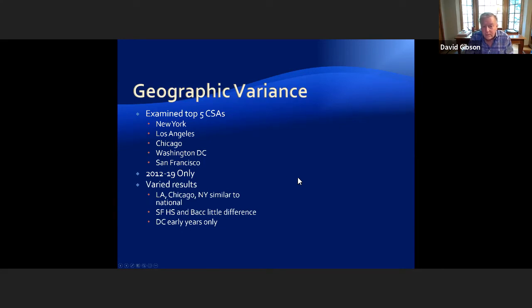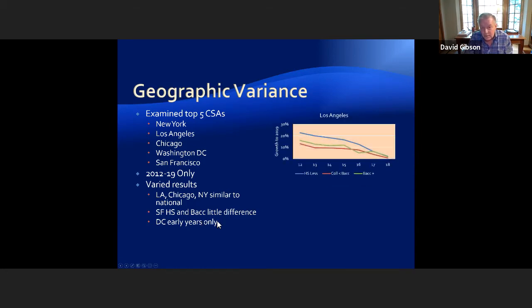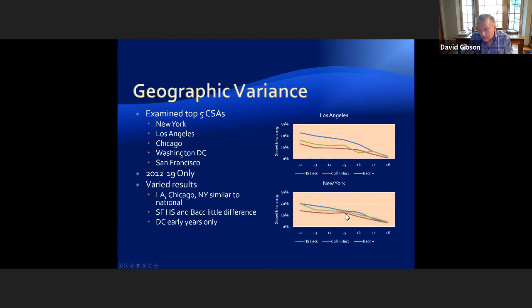There I noted that for Los Angeles, Chicago, and New York, the observations were very similar to what I saw for the population as a whole. For San Francisco, I found that they're similar, but with the exception that high school and baccalaureate have very little divergence. It's just the lower levels that have the lower levels of growth. And for DC, there's really very little differences except in the early recession years. So Los Angeles being the most like what we saw for the population as a whole, looks very similar to the slides we saw before. New York being also similar, but the least, getting closer to a convergence.